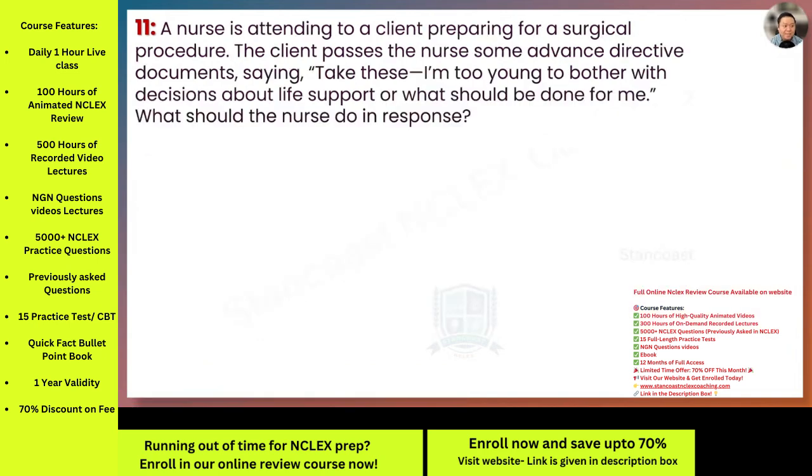Let's have 11. A nurse is attending to a client preparing for a surgical procedure. The client passes the nurse some advance directive documents saying, take these. I'm too young to bother with decisions about life support or what should be done for me. What should the nurse do in response?